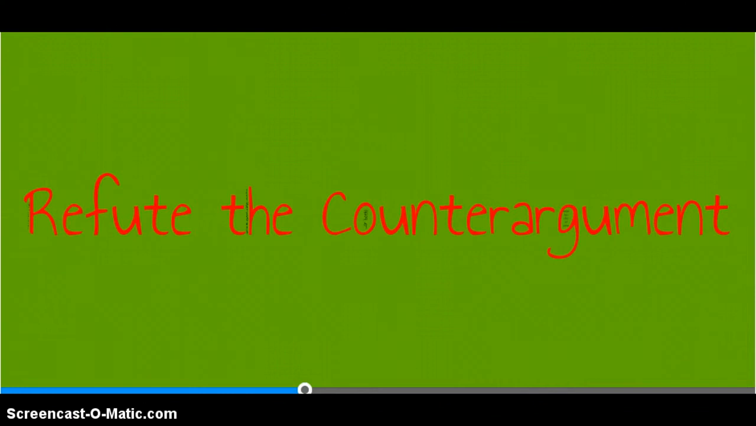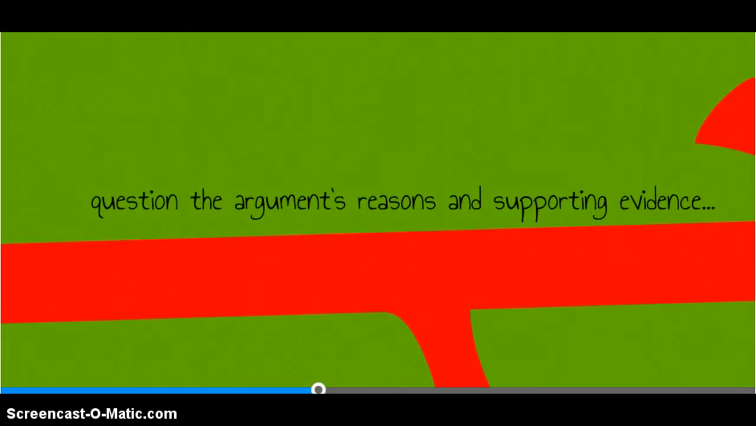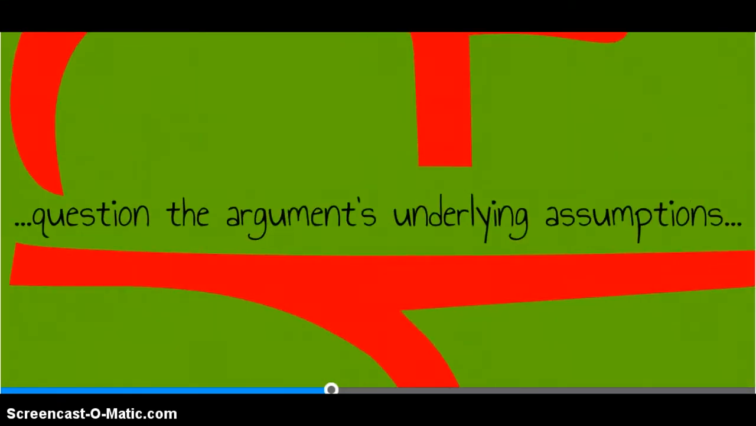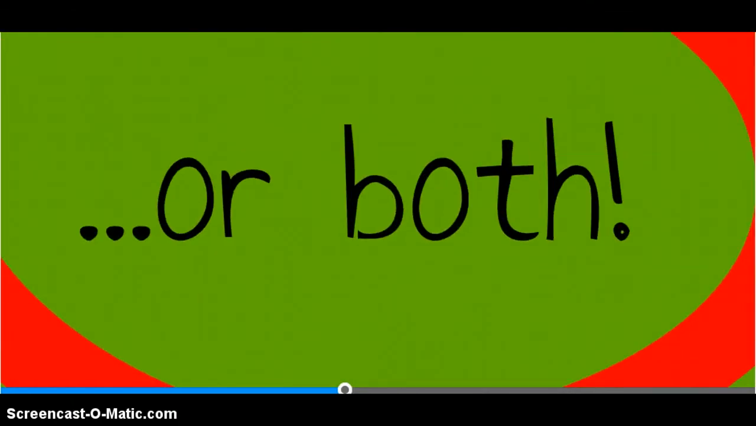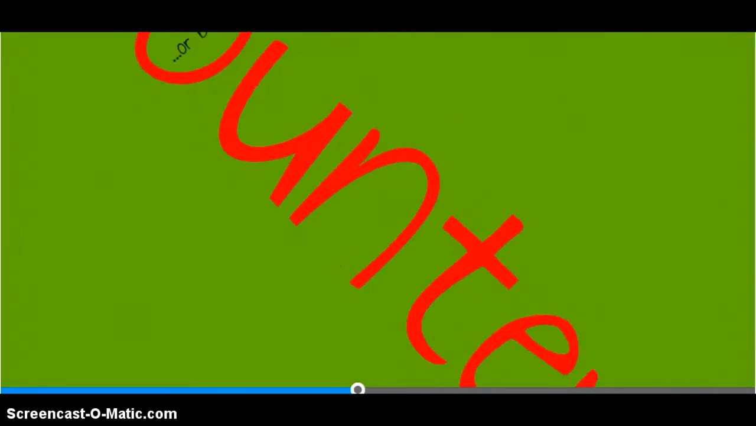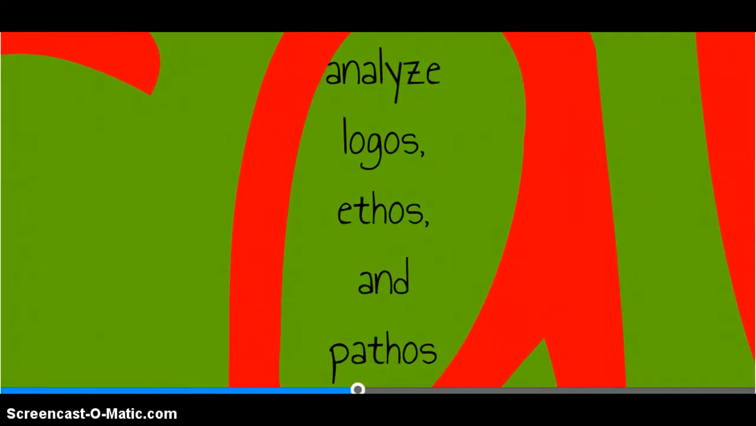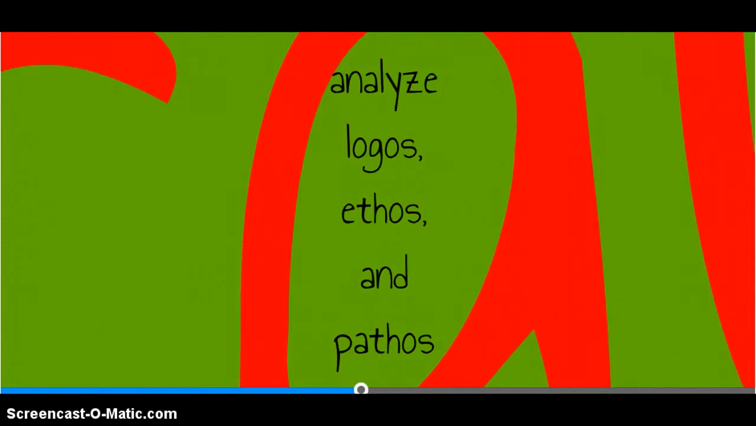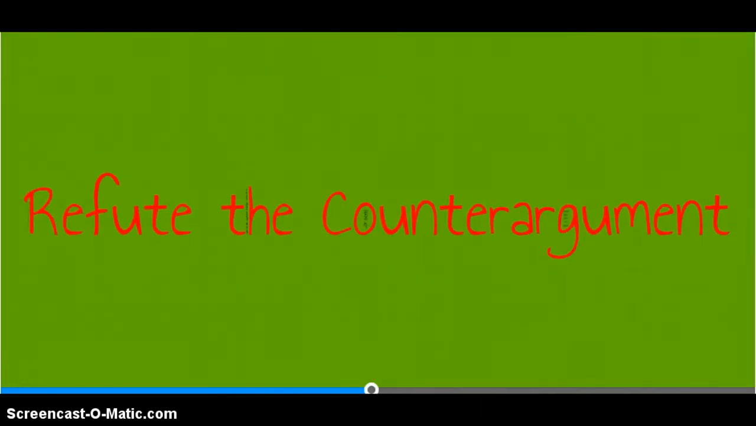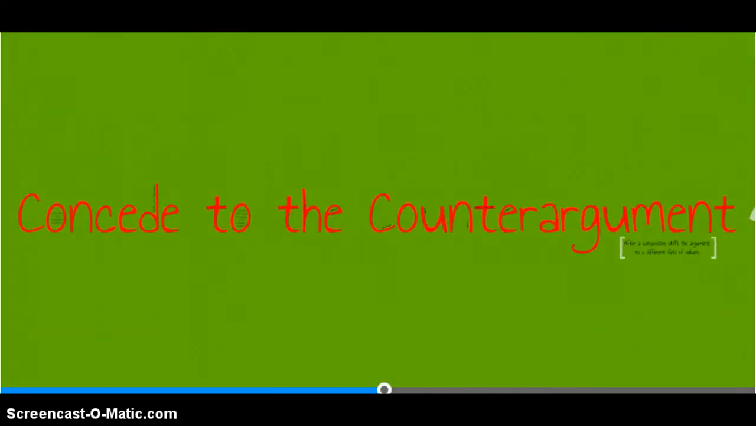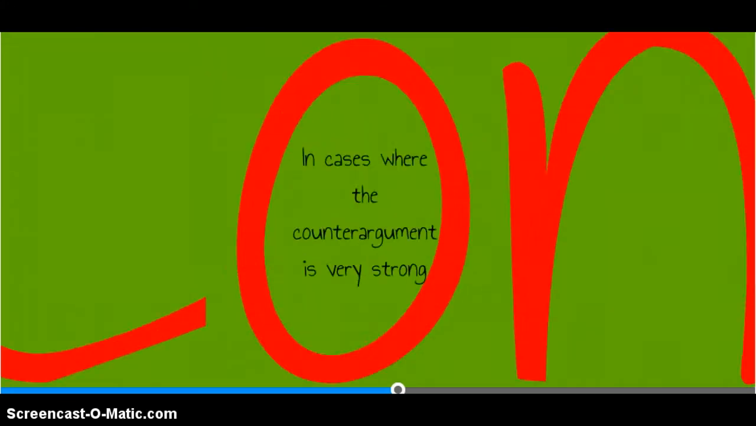You can either refute the counterargument directly by questioning the argument's reasons and supporting evidence, or its underlying assumptions, or both, all the while analyzing the argument's appeals to ethos, pathos, and logos. Or, in cases where the counterargument is very strong, don't hide it from your readers, but summarize and concede to it.